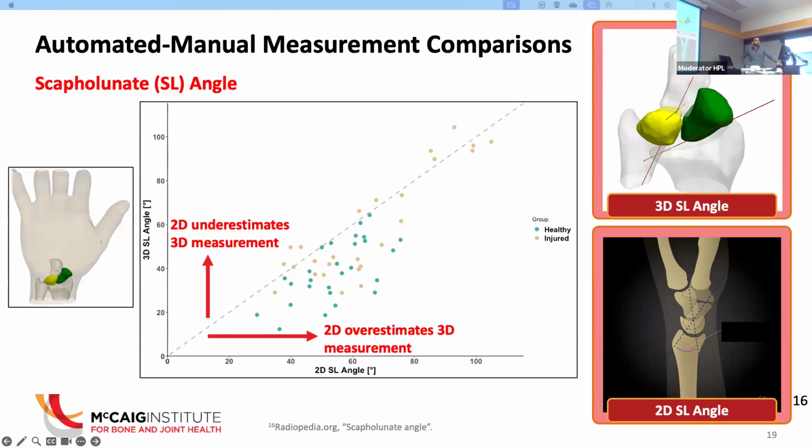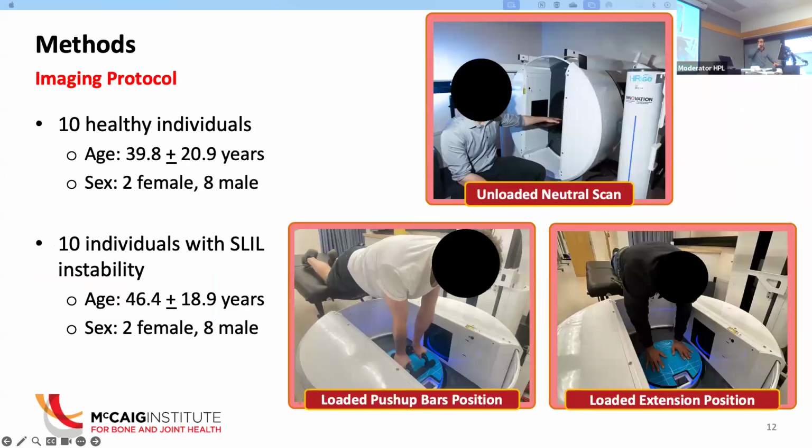I'm curious from a methodological standpoint, how did you get them weight bearing in the weight bearing CT? Their legs were supported by a massage table. If I had to approximate, it would be about 40 to 50% body weight. The legs are aligned along the massage table, and then we got them to grab one of those push-up bars or an extension.